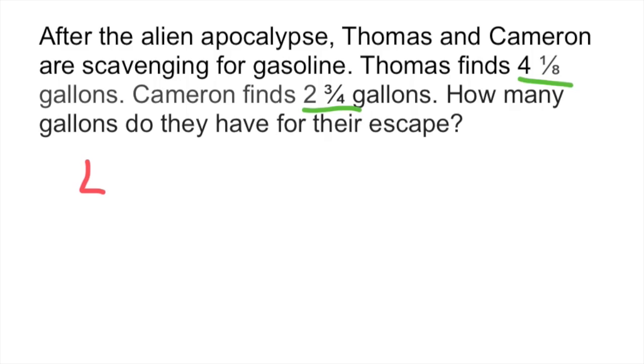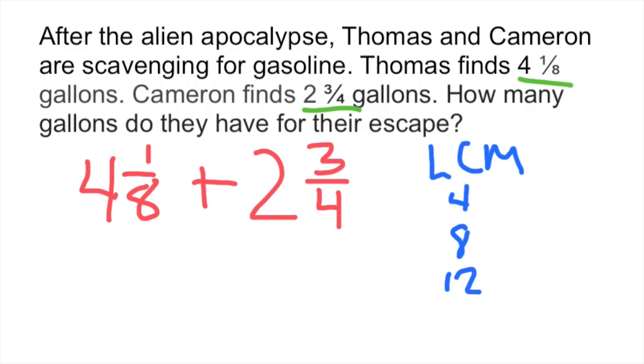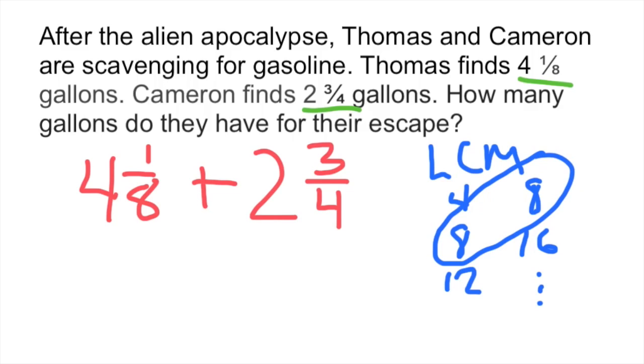So we've got 4 1/8 plus 2 3/4. Again, we're not able to add these right away because the denominators are different. Find the LCM of 4 and 8 so that you can find the common denominators. If you skip count by 4s, you'll see 4, 8, 12. If you skip count by 8s, you're going to be seeing 8, 16, and so on. We see that they both can make 8.